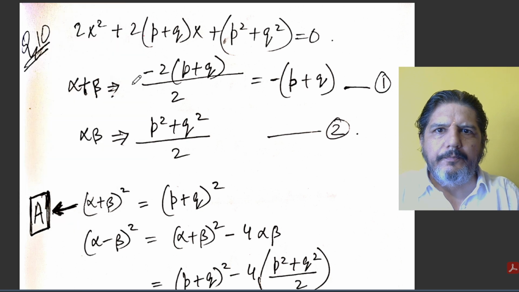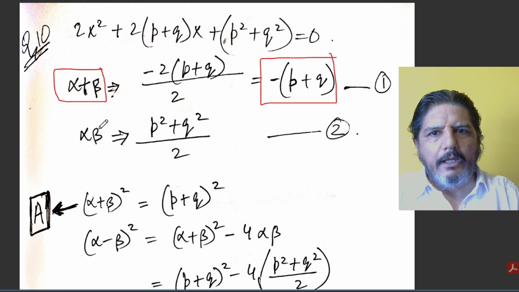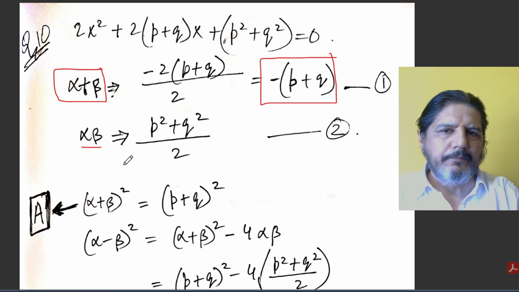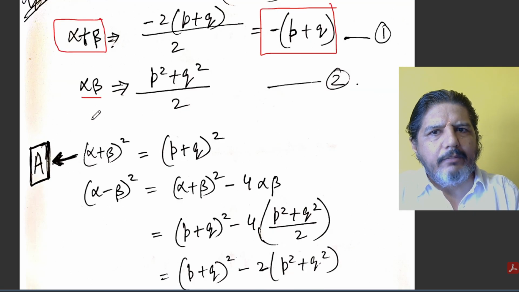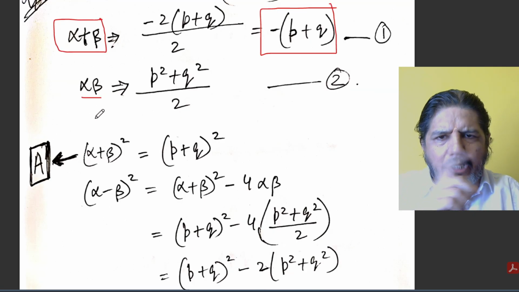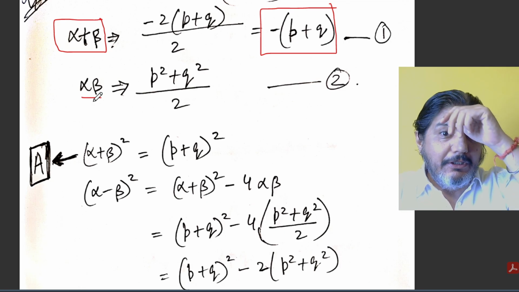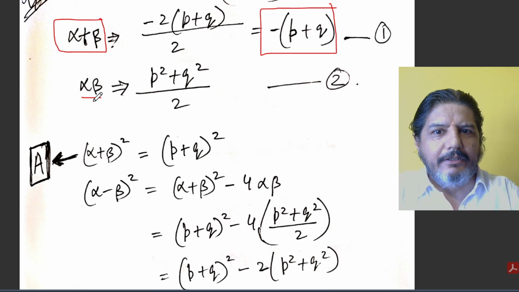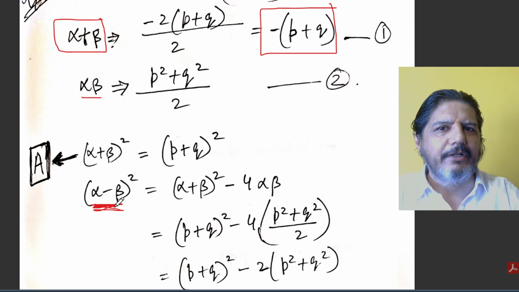So, as I have told you, alpha plus beta, its value is this: minus b upon a. Alpha and beta, its value is this. We don't actually require alpha beta. We only require alpha into beta because alpha into beta will help us find the value of alpha minus beta.